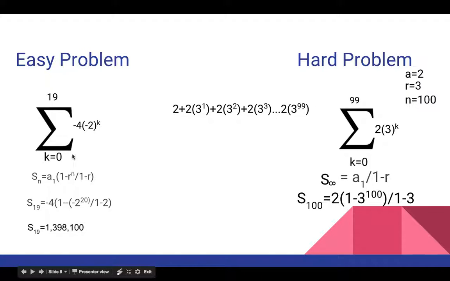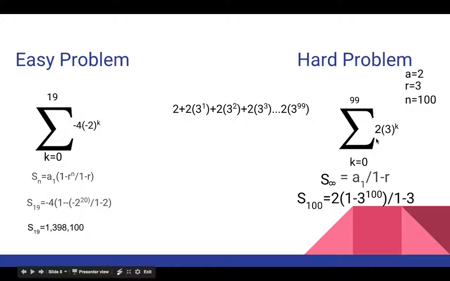So now we need to plug in what we know into our equation. So we're going to do S of 19 is equal to -4 times 1 minus -2 to the power of 20, divided by 1 minus -2. And then what we're going to end up with is S of 19 is equal to 1,398,100. Okay? Alright. Next one, which is going to be a harder problem, but not as bad.